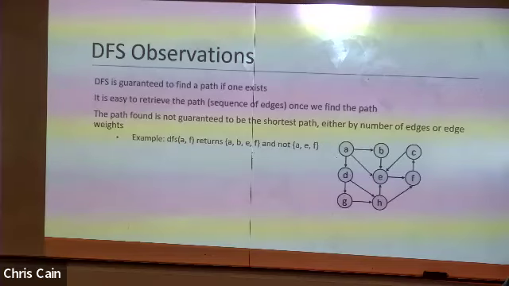The depth first search from A to F is not going to find the fastest path or the shortest path in terms of number of edges. Depth first search from A to F returns A, B, E, F rather than A, E, F. Does everybody see why depth first search returns the former rather than the latter? Feel free to say no. I'd be happy to go over it in more detail.